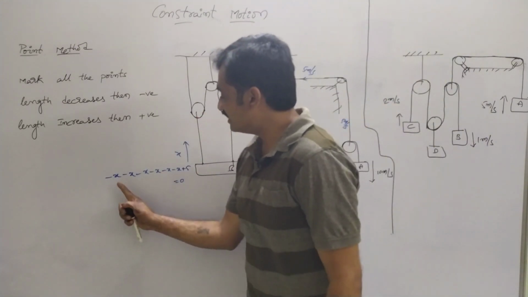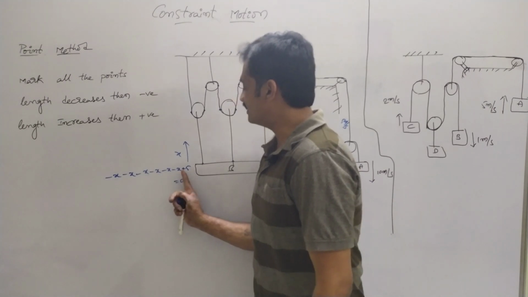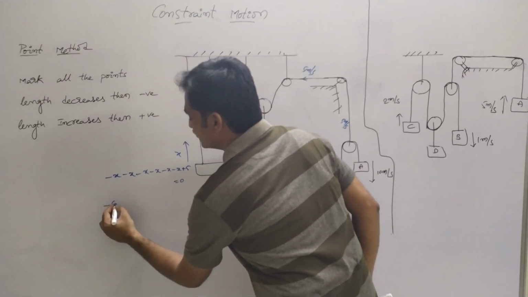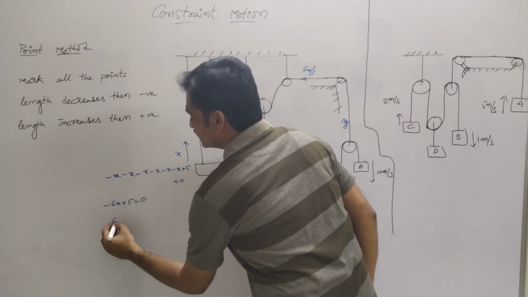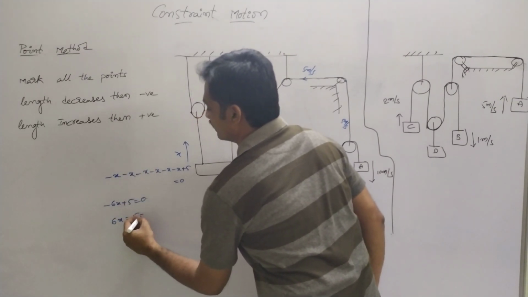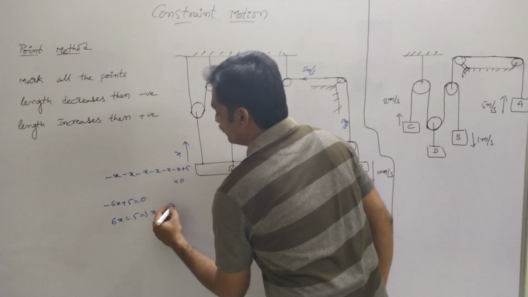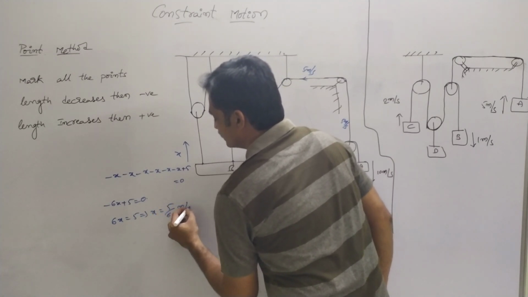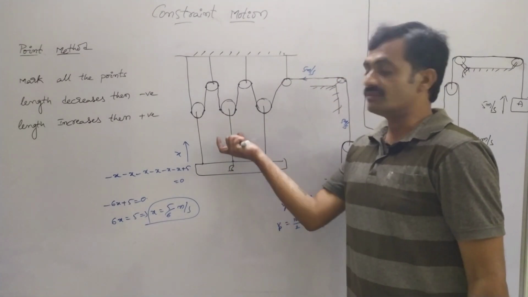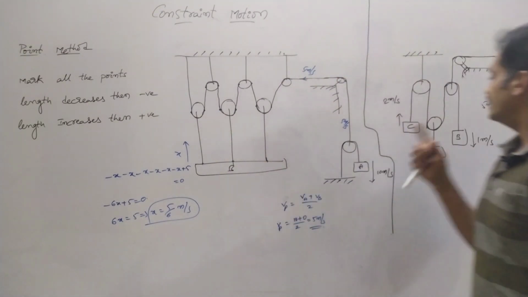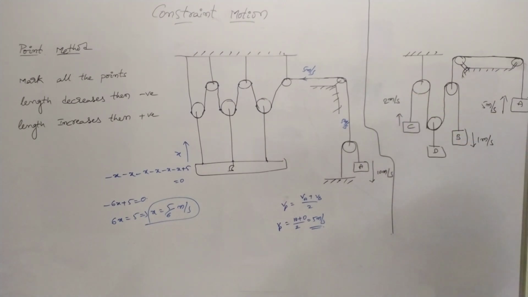Observe how many x are there: 1, 2, 3, 4, 5, 6. Minus 6x plus 5 is equal to 0. Then we have 6x equals 5, whereas x equals 5 by 6 meter per second. This represents the velocity of the block which is going to move in the upward direction. Next, let's see another problem based on this point method.